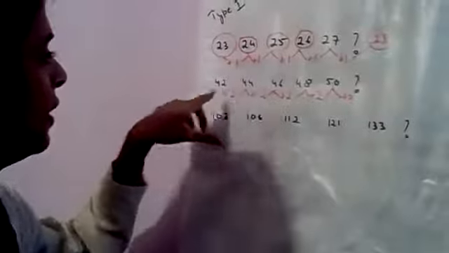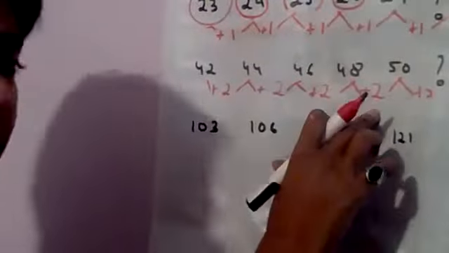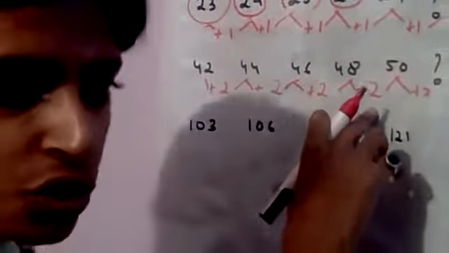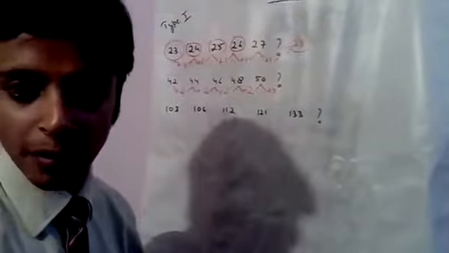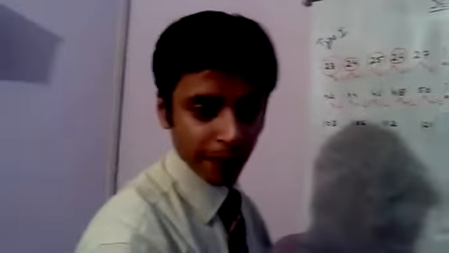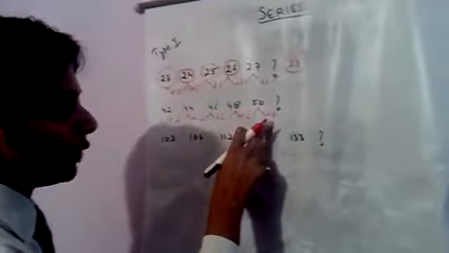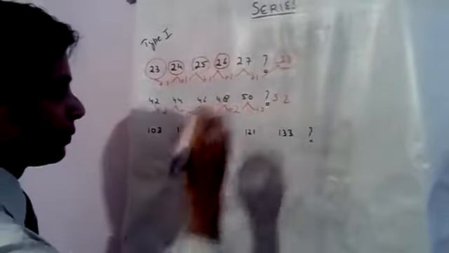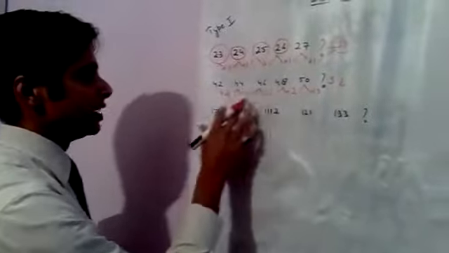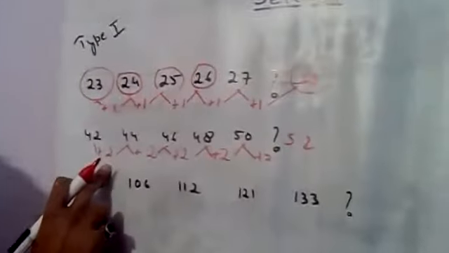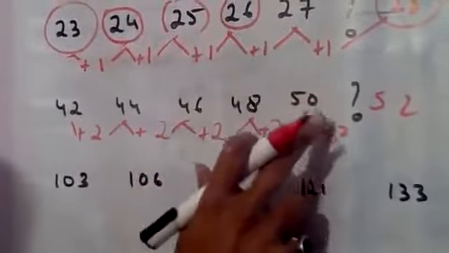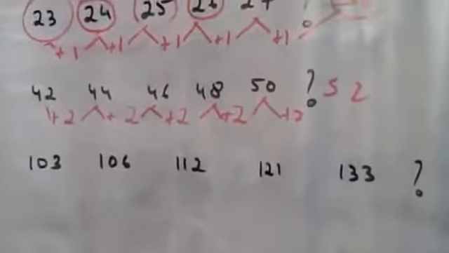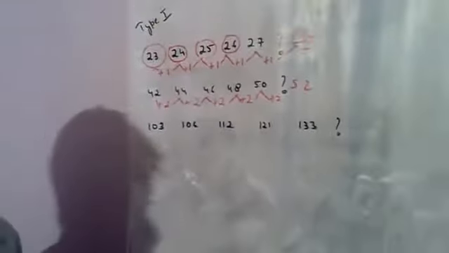So 2 has been added each time, and this is the pattern of the series. We add 2 to 50 and we get 52. As the series progresses: 42 plus 2 is 44, 44 plus 2 is 46, 46 plus 2 is 48, 48 plus 2 is 50, and 50 plus 2 is 52. Okay, let's check out one more question over here, and then we'll move to type 2.